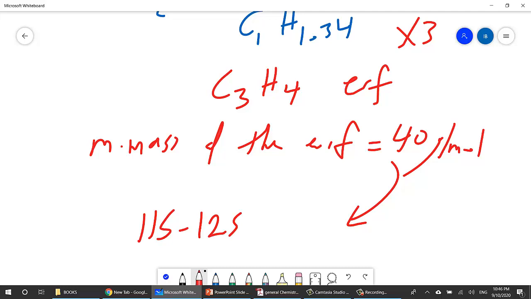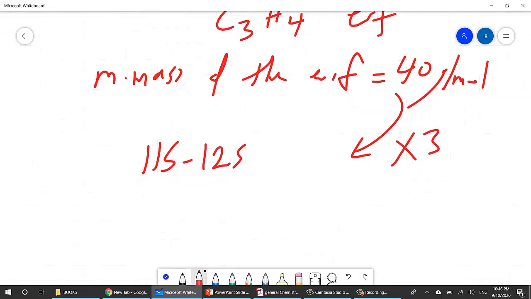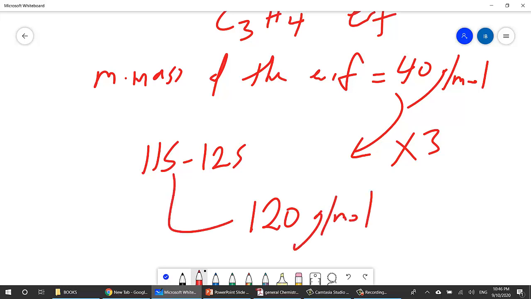Do I multiply by 2? If I multiply by 2, that's going to be 80. If I multiply by 3, you must multiply by whole numbers, okay? To go from empirical formula to molecular formula, you must multiply by whole numbers. So 40 times 3 is 120 gram per mole, which fits within this range.